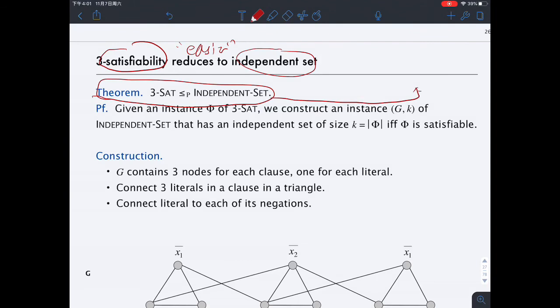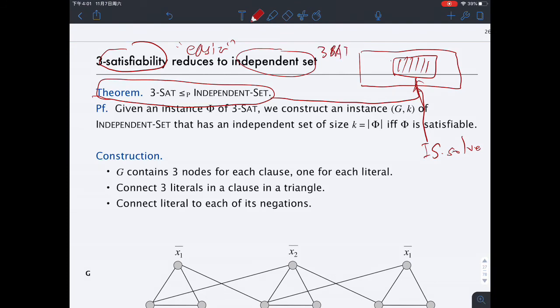Again, let's recall the syntax here. We have a procedure we want to construct, and we also have a black box for solving independent set. We assume that we have access to a black box that can help us solve independent set. So we start with the 3-SAT instance, go through a little bit of transformation, and produce an independent set instance. By looking at the output of the independent set instance, we are able to determine the solution to the 3-SAT instance. Both of the problems are decision problems.